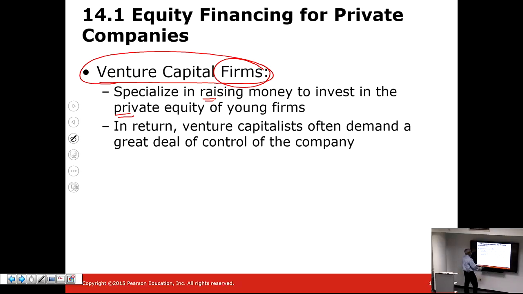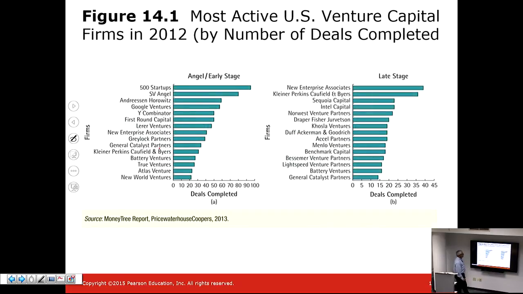Venture capitalists often demand control because in addition to providing capital, they're also providing some business expertise, and because of that, they do demand some degree of control over the firm's decision making. So if you look at the most active venture capitalist firms and look at how many deals they have completed, that gives you some list.